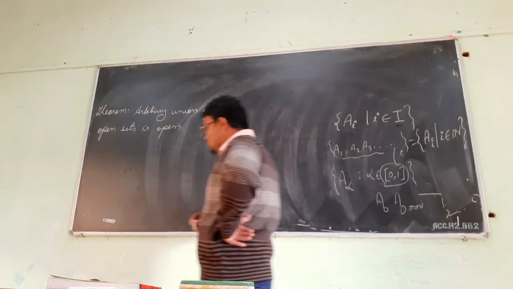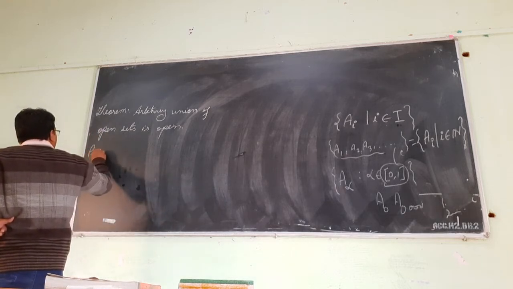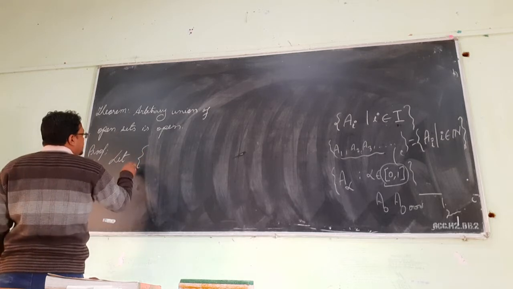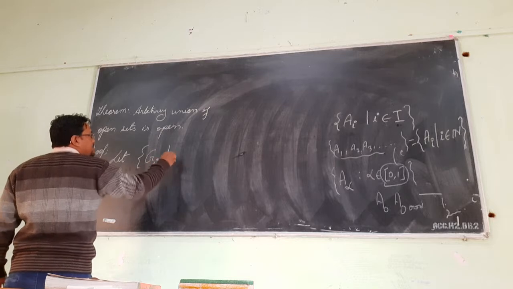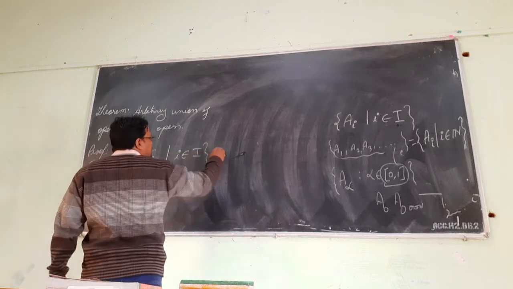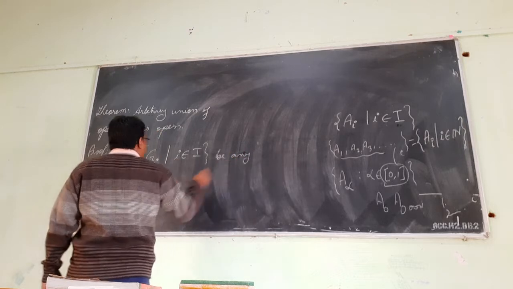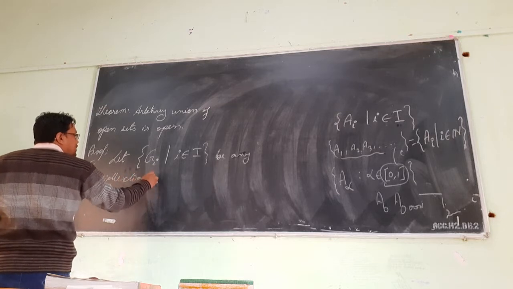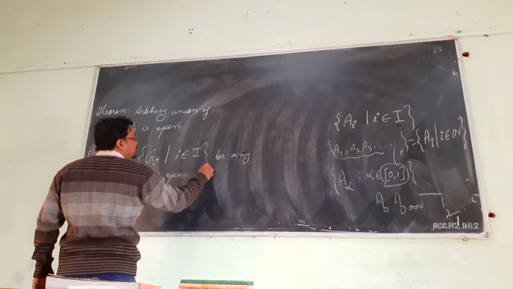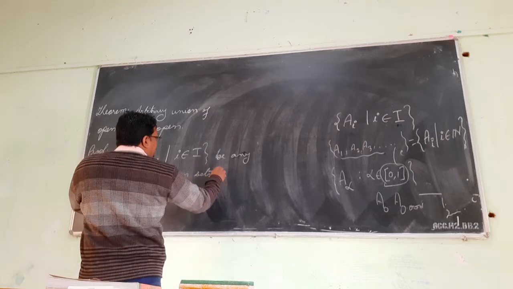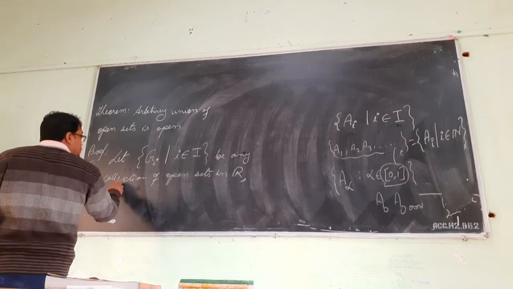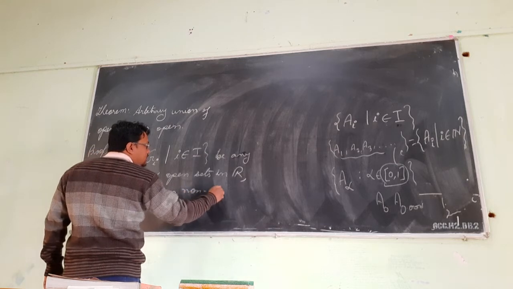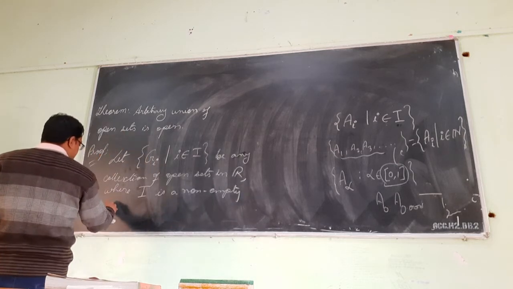So how do I prove this? The proof is very simple. We start with an arbitrary collection. We have denoted open sets by G, so let us write this as G. Let G_i such that i belongs to capital I be any collection of open sets in R, where I is a non-empty index set.